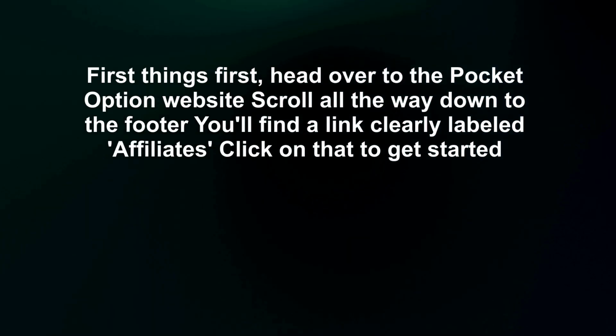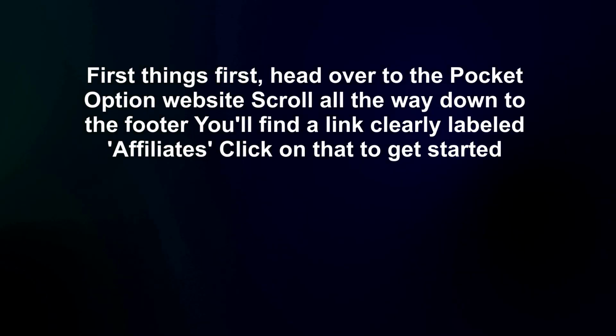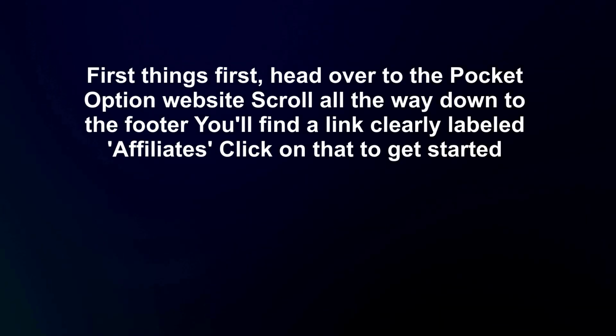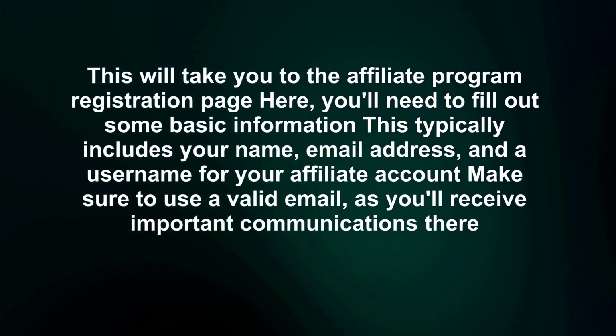First things first, head over to the Pocket Option website, scroll all the way down to the footer. You'll find a link clearly labeled Affiliates. Click on that to get started. This will take you to the affiliate program registration page.